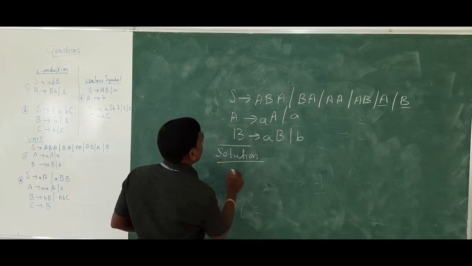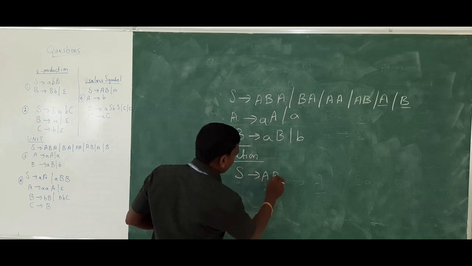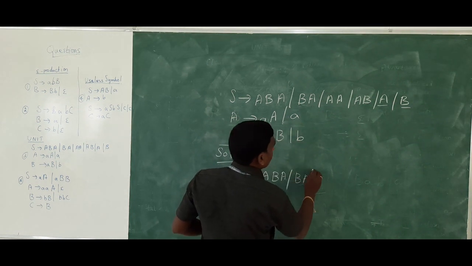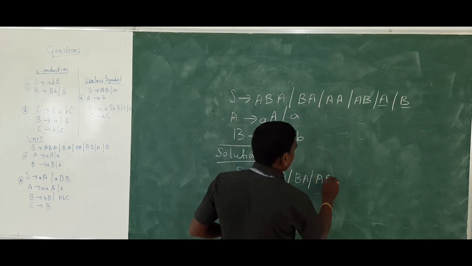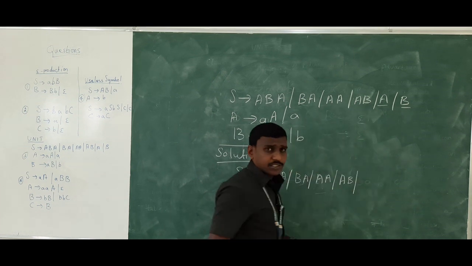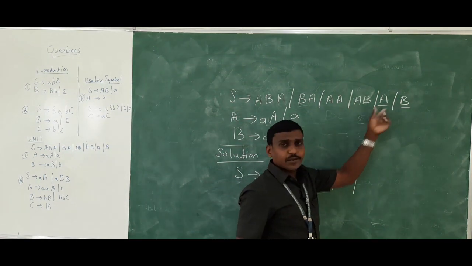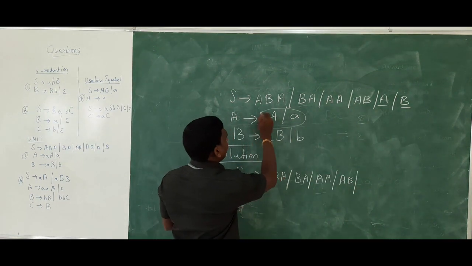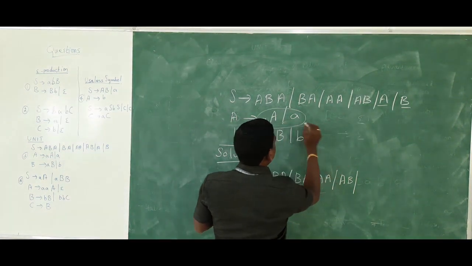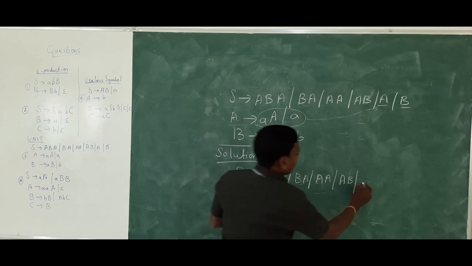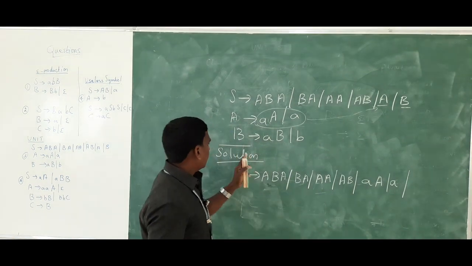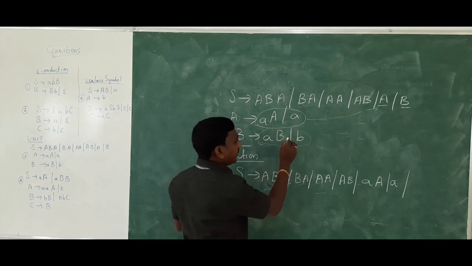Just simply understand: S tends to, here I don't have a unit production, so I can write it, no problem. Then BA, that is also not a unit production, no problem. Then AA, that is also not a unit production, no problem. Then AB, that is also not a unit production, no problem. But here I have a unit production. What I told you, in this A, you have to substitute the whole production there. So in this place, I am going to substitute A's production, that means AA/A. And in this also a unit production. In that place, I am going to substitute this, AB/B.